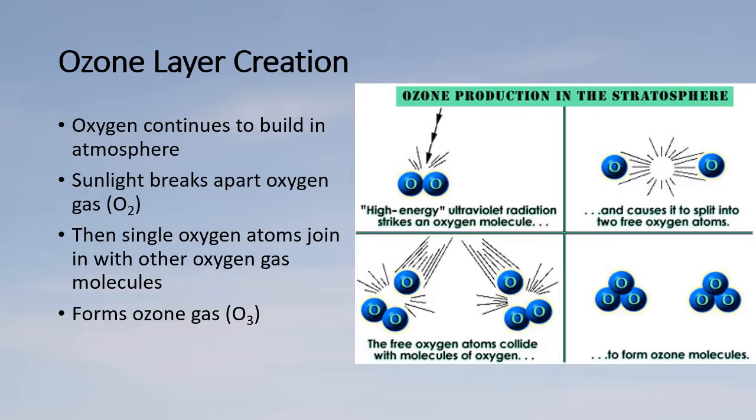Then our ozone layer was created. Oxygen continues to build up in the atmosphere. Our sunlight actually breaks apart the oxygen. Then our single oxygen atoms join in with other oxygen gas molecules to form what we call ozone gas.